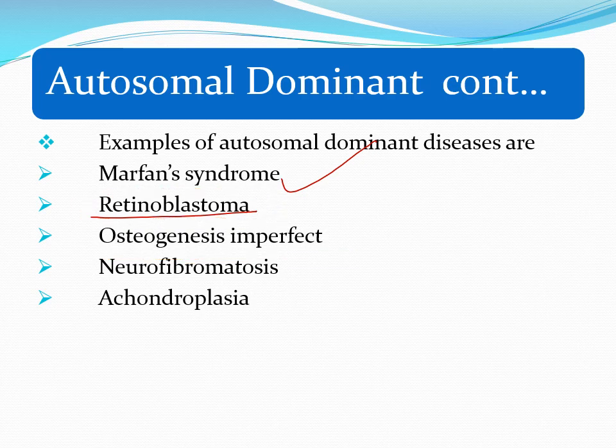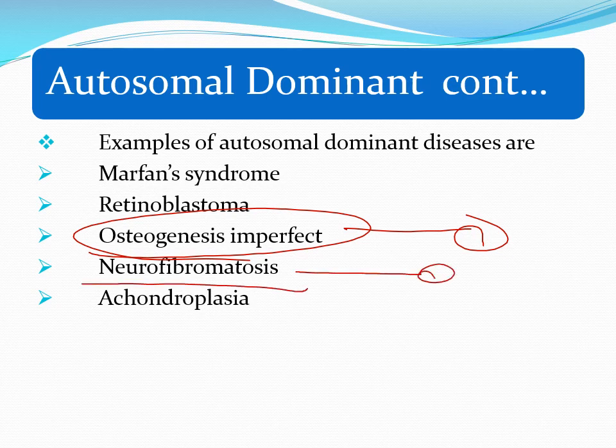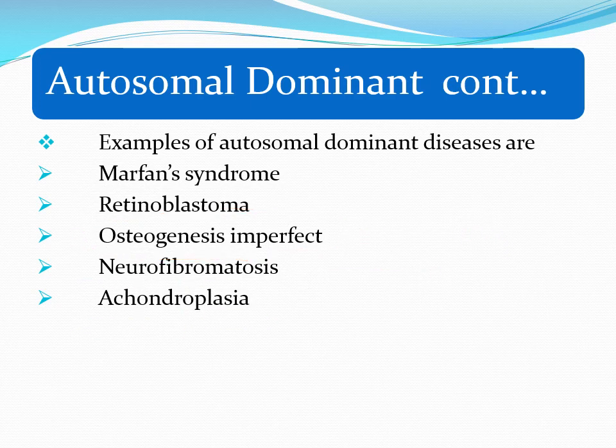I will show you the picture. Okay, osteogenesis imperfecta means there is abnormal development of bone. Again, this is autosomal dominant. Neurofibromatosis, of course, I will show the picture. This is a benign growth of fibroblasts of the neuron. And achondroplasia is the failure of development of cartilage. All of these are examples of autosomal dominant.